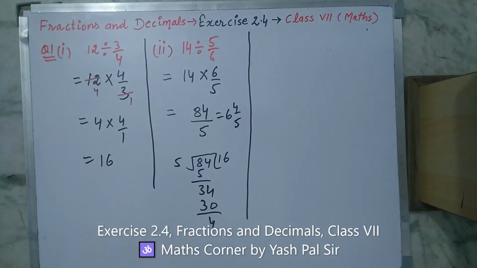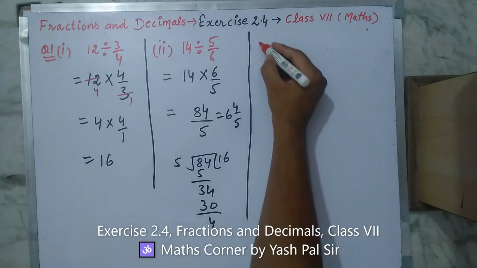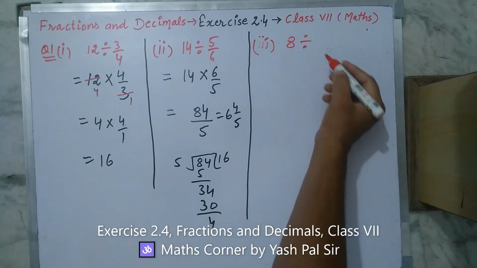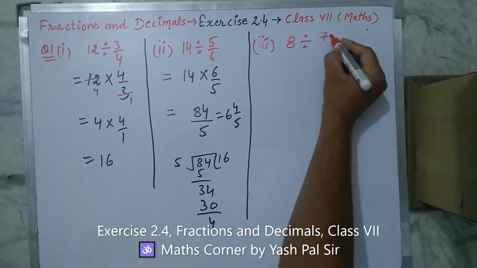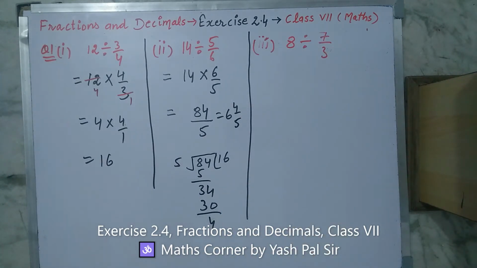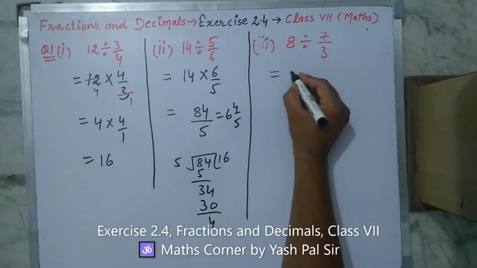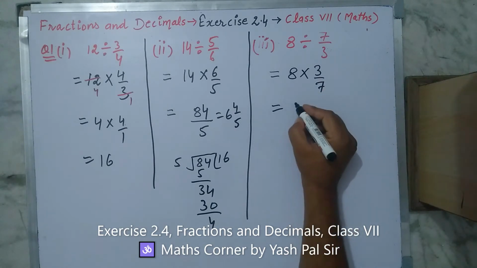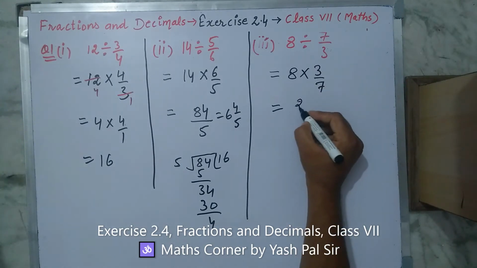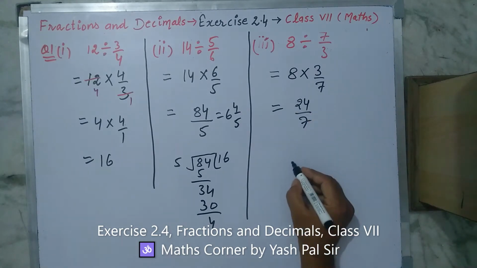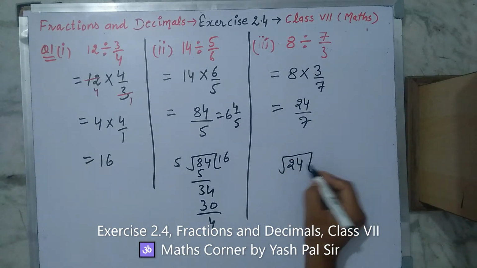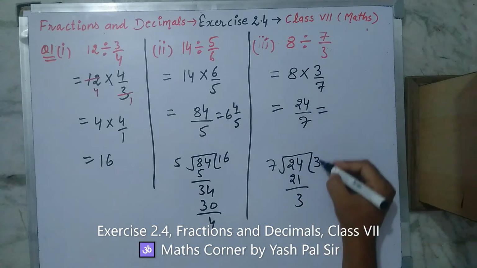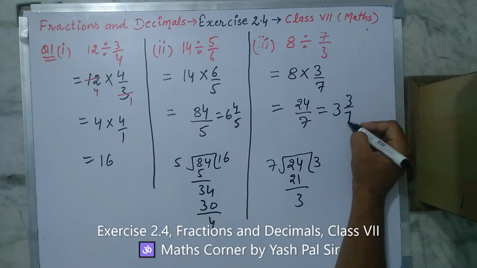Now coming to the third part of the question, 8 divide 7 upon 3. This means 8 into 3 upon 7. This is equal to 8 into 3, 24 upon 7. Again dividing 24 by 7, 7 threes are 21, remainder 3. So the answer is 3 and 3 upon 7.